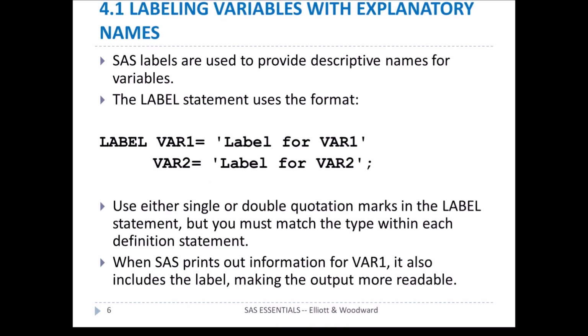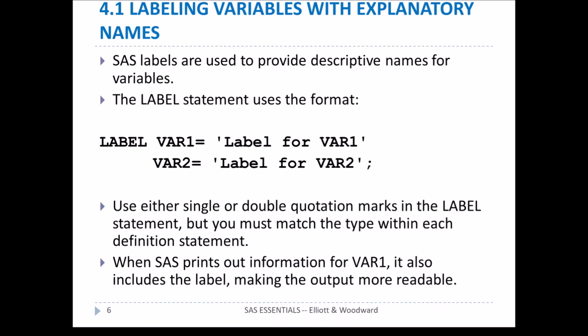Okay, let's look at section 4.1, Labeling Variables with Explanatory Names. Oftentimes when we create a variable, we use a simple name like var1, var2, or age. But we may want something more explanatory. For instance, we might want to say age in 2000, which means this is the age that we measured for a particular person in the year 2000. We want to give it a more explanatory name. And we can do that with the label statement.